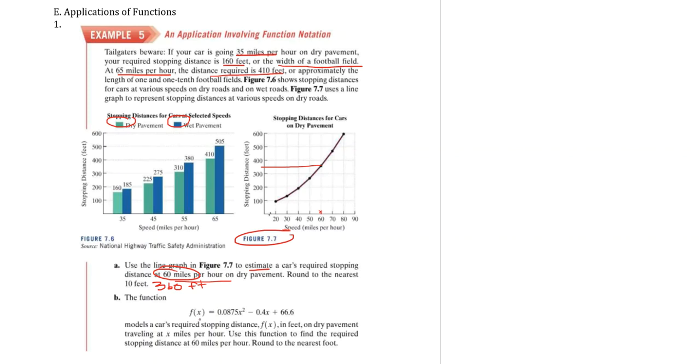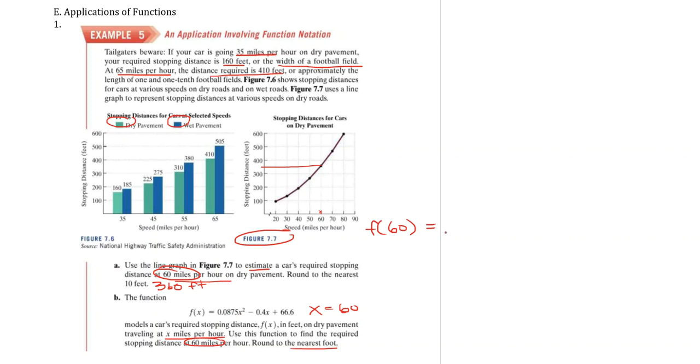Now we're given a function, f of x equals 0.0875 x squared minus 0.4x plus 66.6. This function models a car's required stopping distance, f of x in feet, on dry pavement, traveling at x miles per hour. So x is the mileage. Use this function to find the required stopping distance at 60 miles per hour and round to the nearest foot. So x is equal to 60, and so I'm trying to evaluate f of 60. So I want to change all the x's to 60 in this function and simplify.